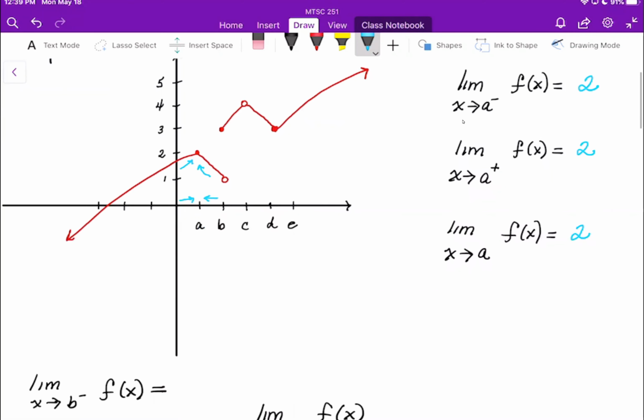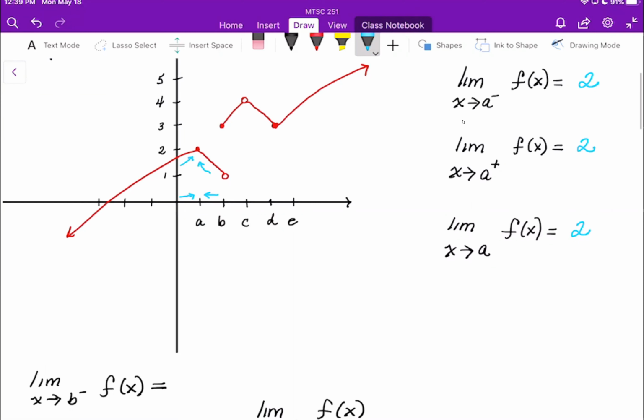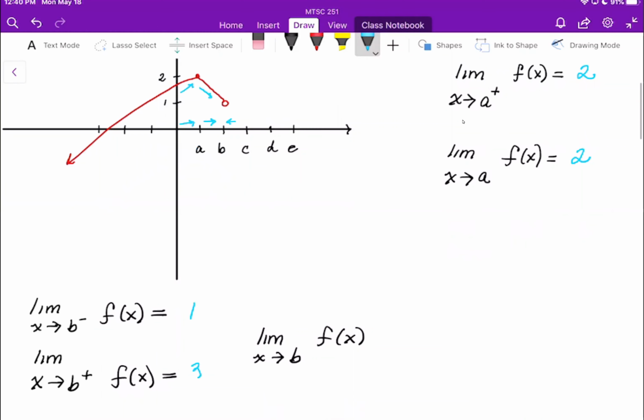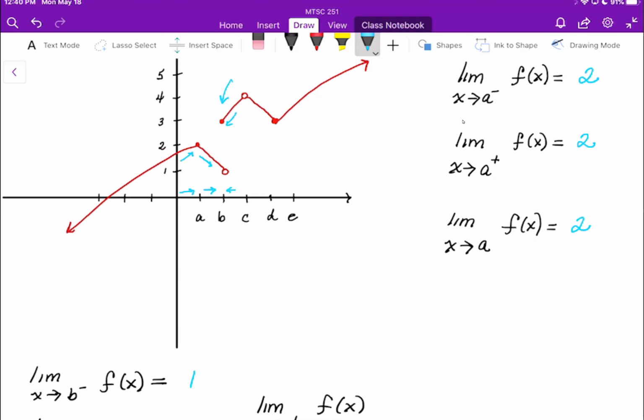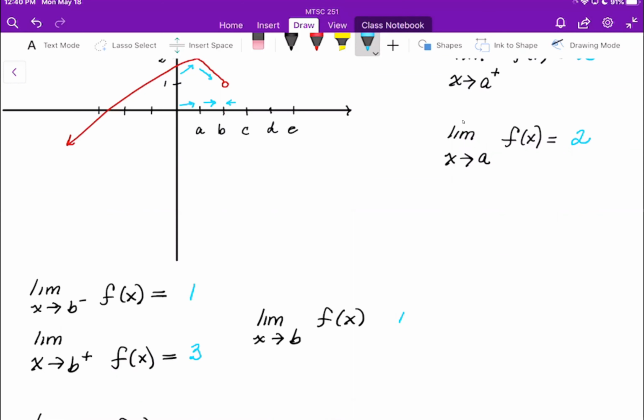Let's look at the limit as x approaches b from the left. So we want to look at how we approach b from the left. As x approaches b from the left, we can see that our function value is going down to 1. And as x approaches b from the right, we can see that we have to be on this part of the function up here, and our function is going down to 3. So the limit from the left does not equal the limit from the right. Therefore, the limit as x approaches b does not exist.